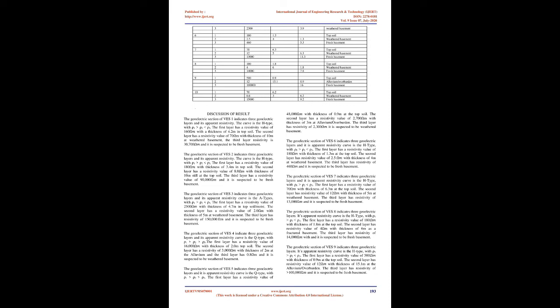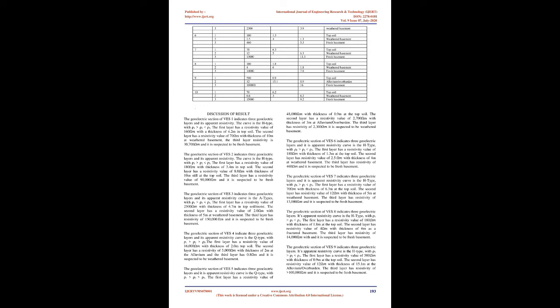The geoelectric section of VES3 indicates 3 geoelectric layers and its apparent resistivity curve is the A-type, with layers 1, 2, 3. The first layer has a resistivity value of 2,500 Ωm with a thickness of 4.7 m in topsoil/moist. The second layer has a resistivity value of 2.0 Ωm with a thickness of 5 m at weathered basement. The third layer has a resistivity of 150,000 Ωm, and it is suspected to be fresh basement.